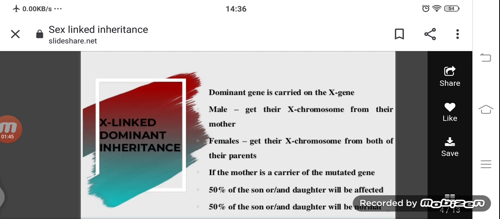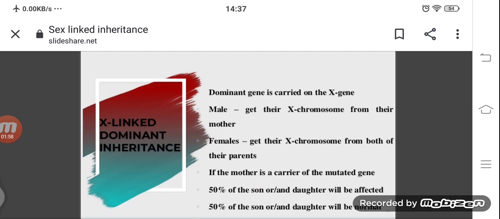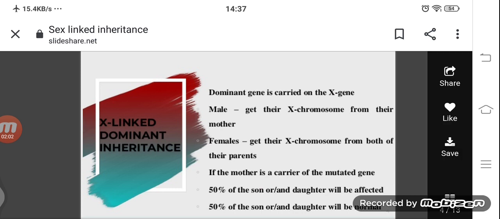And if the mother is affected with any genetic disorder, meaning the mother carries the mutated gene, where a disorder occurs in the genes, then 50% of the sons or daughters will be affected and 50% will be normal.